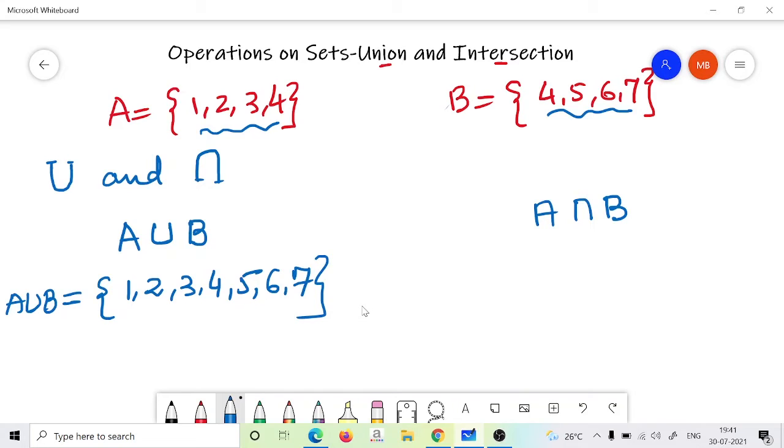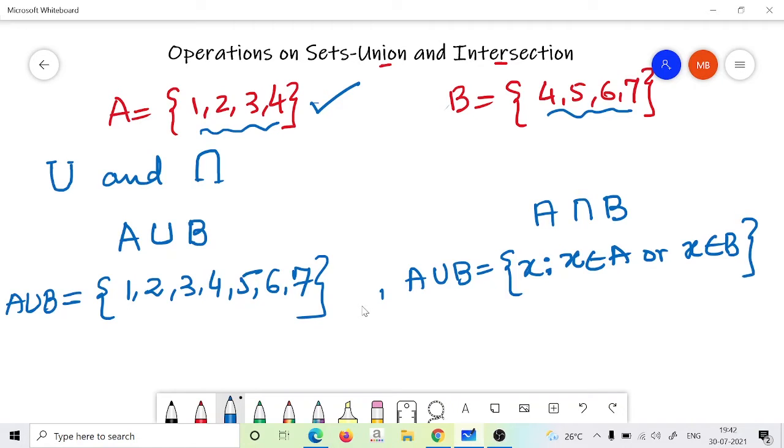If you want to write it in set builder form, we can write A union B is equal to X such that X belongs to A, so all elements of A are in A union B, or X belongs to B, so all elements of B are also in A union B. So A union B can also be written as X such that X belongs to A or X belongs to B. Please read union as or, or you can also say both, so elements which are in both A and B.